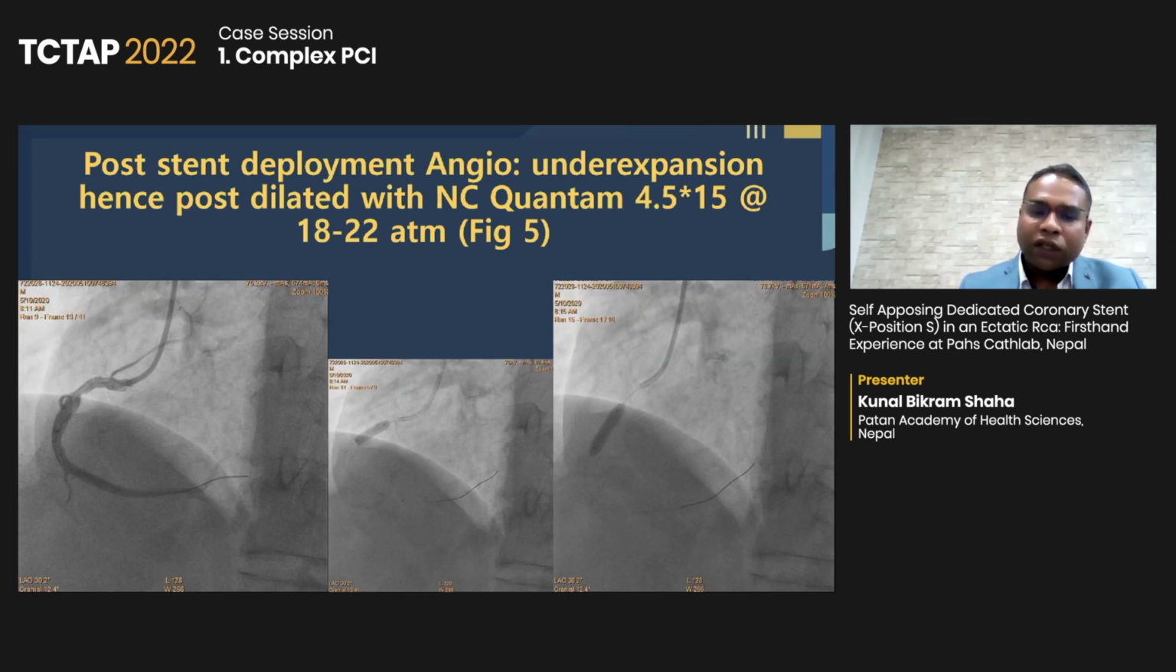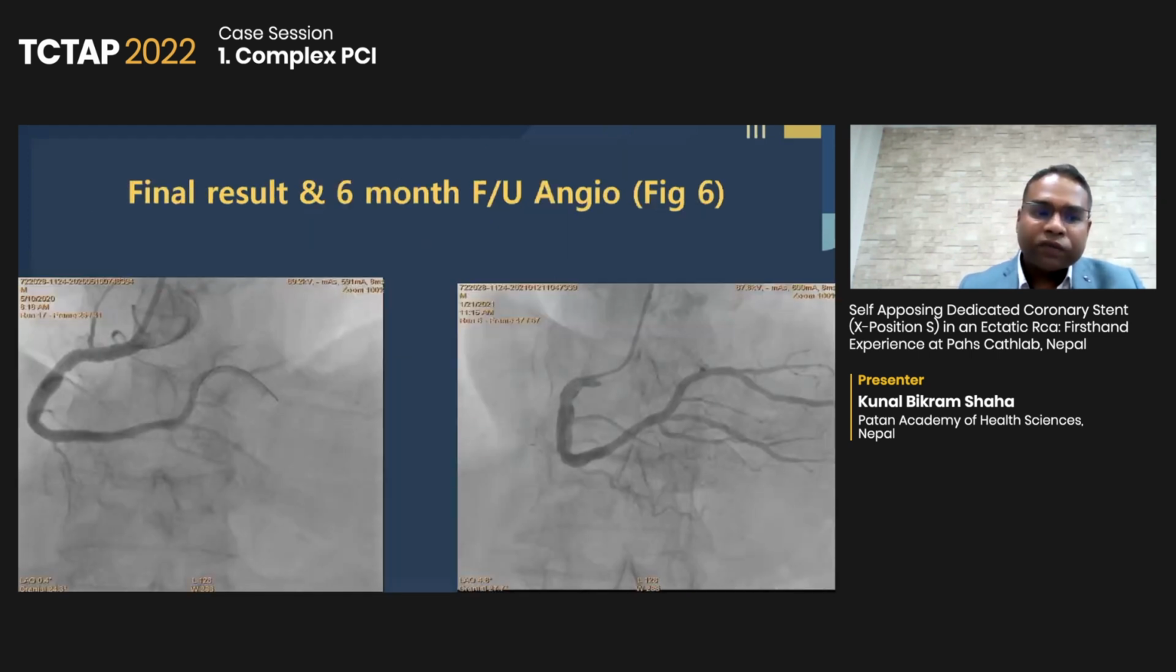The fourth point, after retrieval of the sheath, is that we need to check whether there is any under-expansion or not. Like in our case, you can see there is significant under-expansion still after 5 minutes of the deployment. So we chose an NC Quantum 4.5 by 15 and went up to 18 to 22 atmospheres. This was the final result, which shows TIMI-3 flow with minimal residual stenosis. Next is the 6-month follow-up angiogram, which doesn't show any significant ISR or significant under-expansion. The patient is doing well clinically.